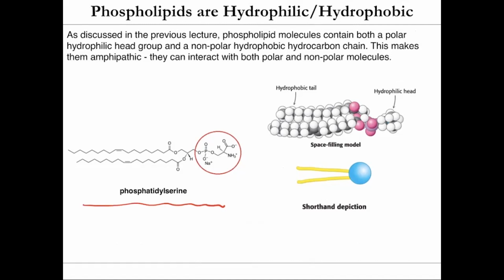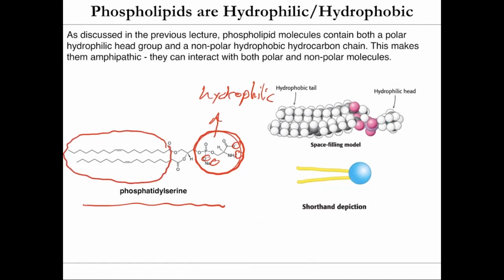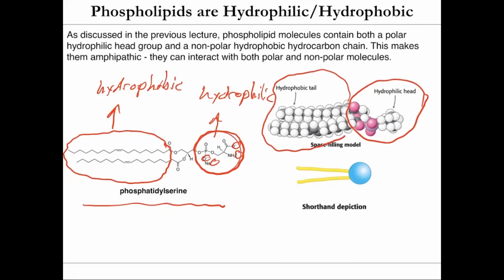So here is phosphatidylserine. We see we have the group over here. It's got some positive charges and some negative charges, so this is hydrophilic. And then, of course, these lipids all have these long hydrocarbon chains, so those are going to be hydrophobic. It can be depicted in this way right here. You have a hydrophilic head group and a hydrophobic tail. That's part of most lipids, but really important in phospholipids.